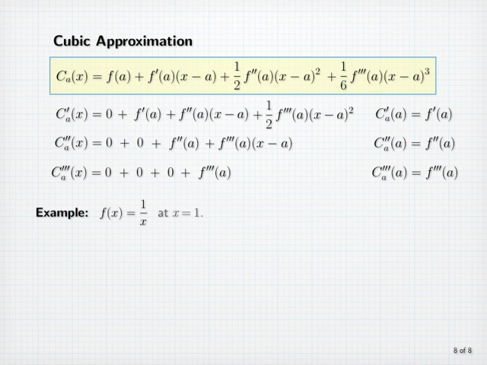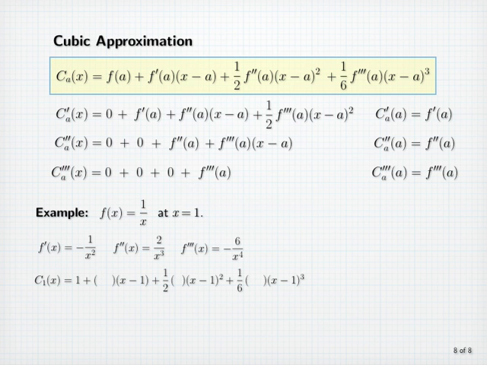For example, let's look at f of x equals 1 over x again at x equals 1. We've calculated f prime of x equals minus 1 over x squared, f double prime of x equals 2 over x cubed, and now f triple prime is minus 6 times x to the minus 4 power, or minus 6 over x to the fourth.